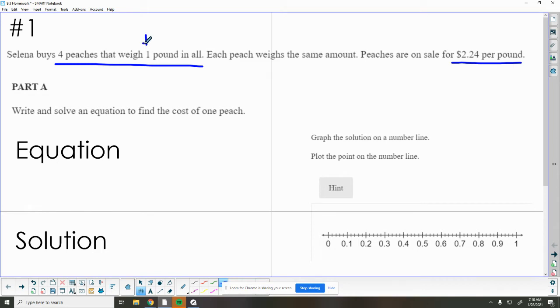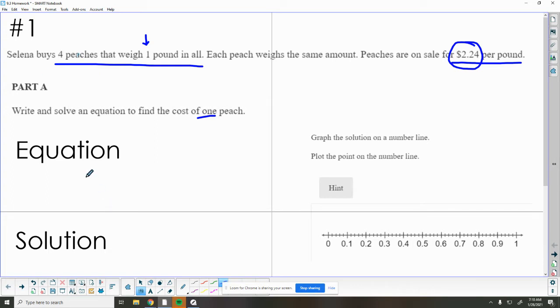I noticed she bought 1 pound, so I know she paid only $2.24. We want to write and solve an equation to find the cost of 1 peach. I know she paid $2.24, but that was for 4 peaches. I want to know how much she paid for each peach.